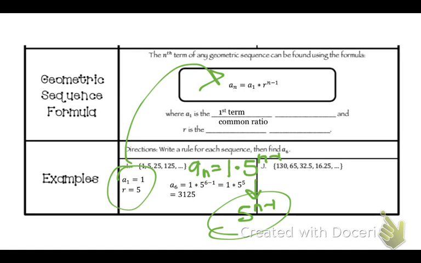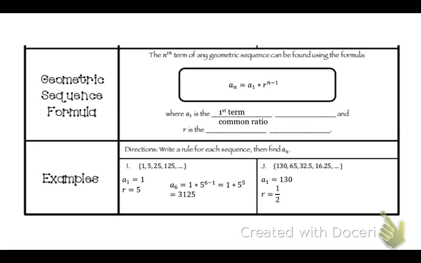Okay, this next one, a sub 1 is 130, and the ratio is 1/2. You could take 65 divided by 130 as 1/2. 32.5 divided by 65, 1/2. 16.25 divided by 32.5, 1/2. A sub 6 is 130 times 1/2 to the 6 minus 1 power, which is 130 times 1/2 to the 5th power, which is 65 over 16.